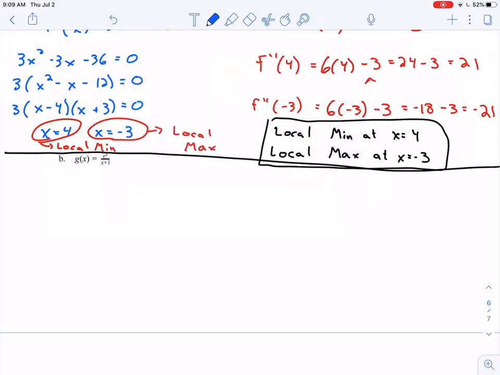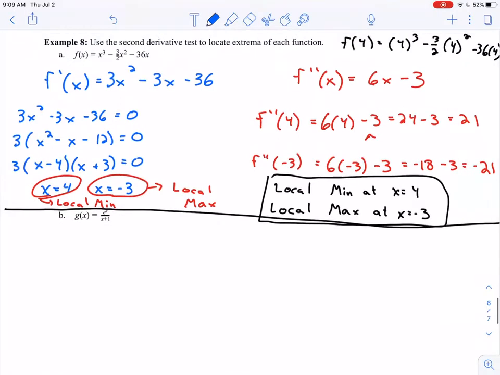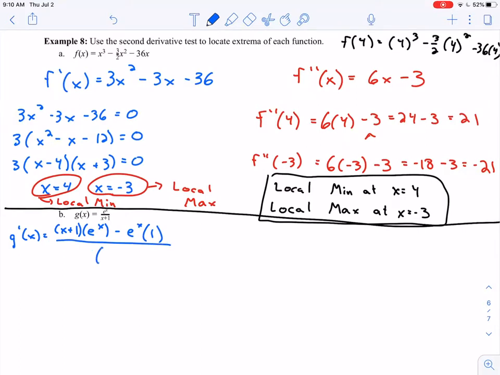If I'm looking for local extrema of my function, I need to find my critical points, which means I need my first derivative. So first I need to find g prime of x. This is a quotient rule, right? So low, x plus 1, d high, the derivative of e to the x, that's just e to the x, minus high, that's e to the x, d low, the derivative of my denominator is just 1, all divided by x plus 1 quantity squared. Square the bottom, away we go.